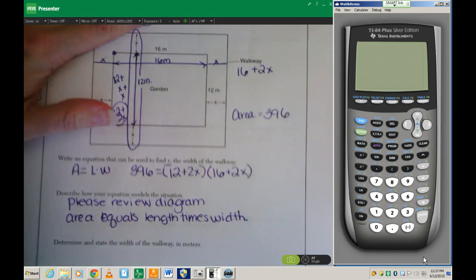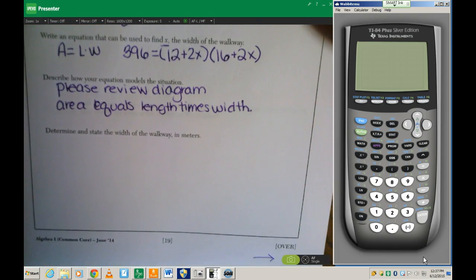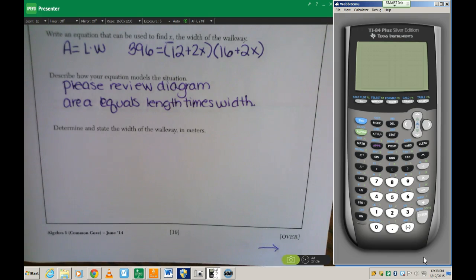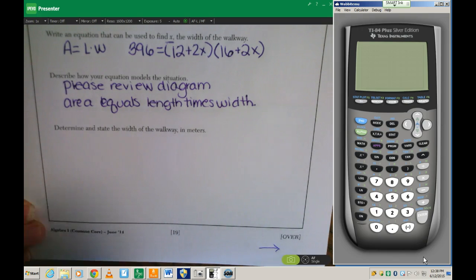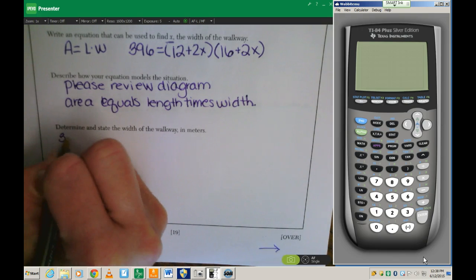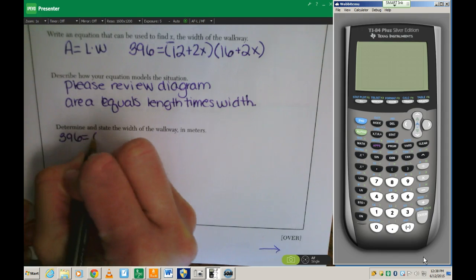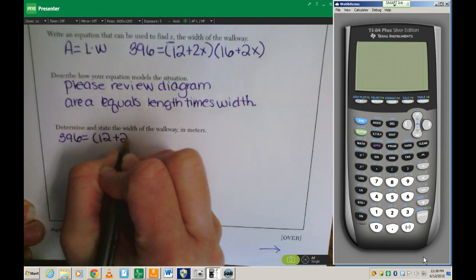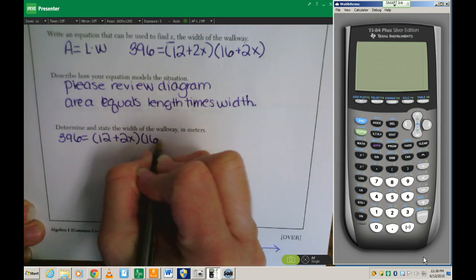So I'm going to just move this down so you get a better view. And because it doesn't say to do it algebraically, I'm going to show you how to do it graphically, which is what I prefer. So we're going to talk about how we can do this graphically. First, we have to write down our equation. I'm showing it to you graphically because it's so much easier graphically.